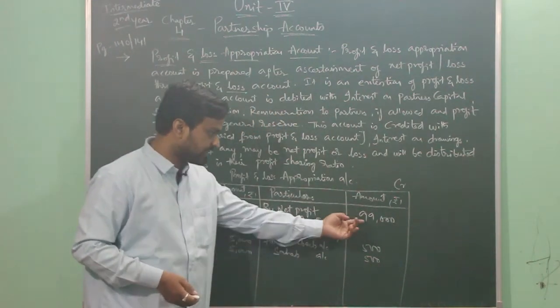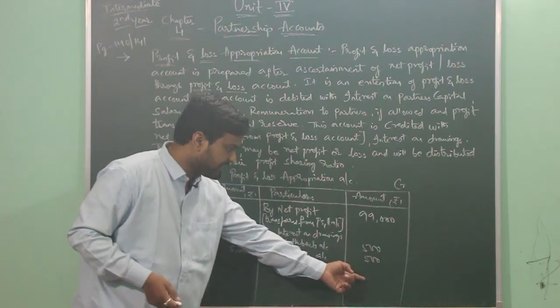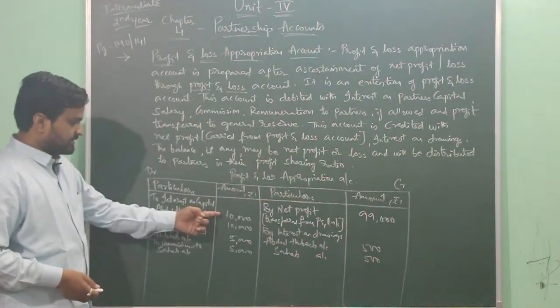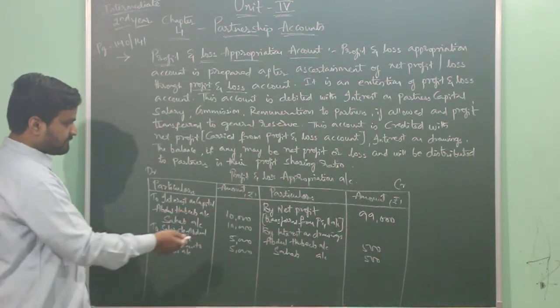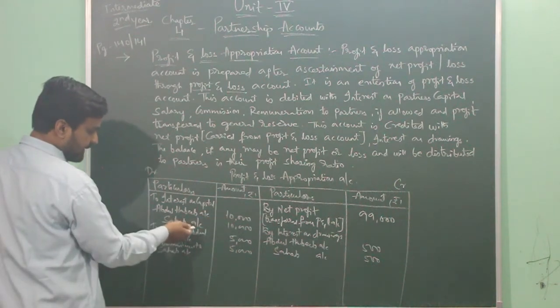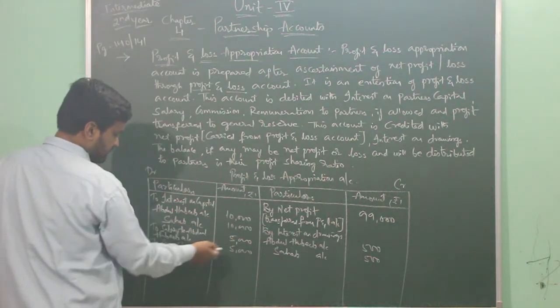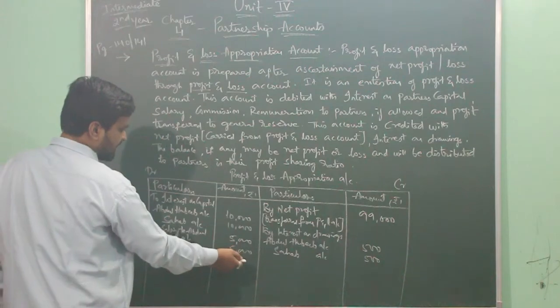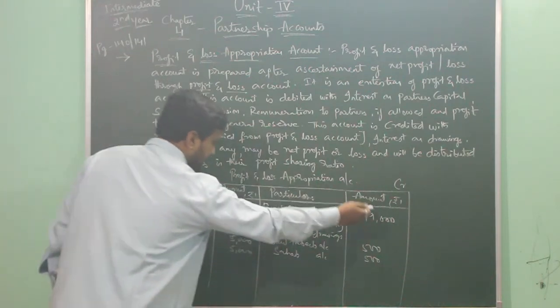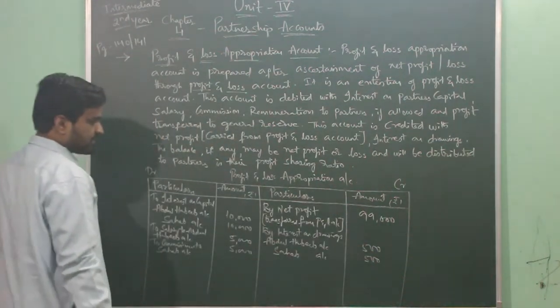How we got 70,000? 99,000 plus 1,000, it will be 1 lakh. 1 lakh minus 10,000 interest on capital payable to Abdul Habib, 10,000 interest on capital payable to Sahab. Next, salary to Abdul Habib 5,000, commission to Sahab 5,000. So 30,000 will be subtracted from 1 lakh. Then we will be left out with a profit of 70,000.